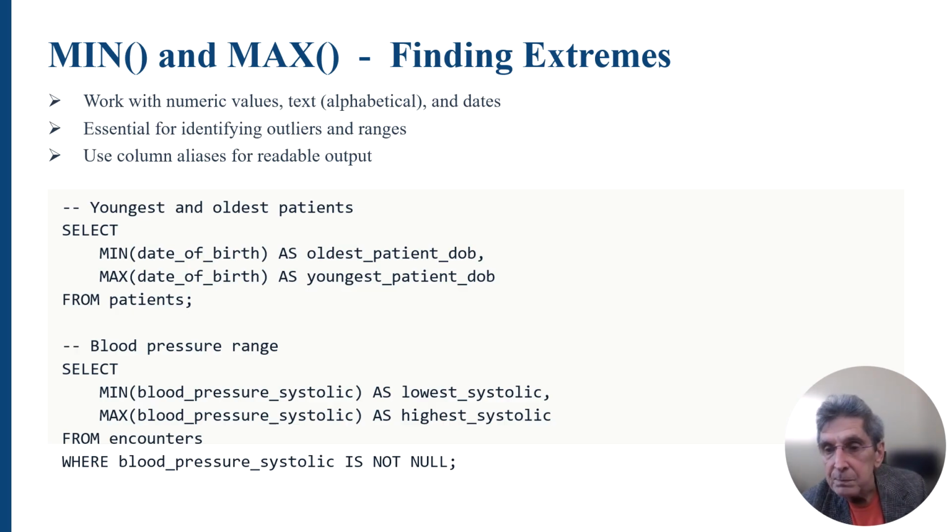The second example finds the blood pressure range by getting the lowest and highest systolic readings. The where clause filters out nulls because we do not want null values interfering with our range analysis. This kind of query is useful for identifying potential data quality issues too. If your minimum systolic blood pressure is 0 or your maximum is 400, you know you have some problems with your data entry, your data quality, which needs a little further investigation.